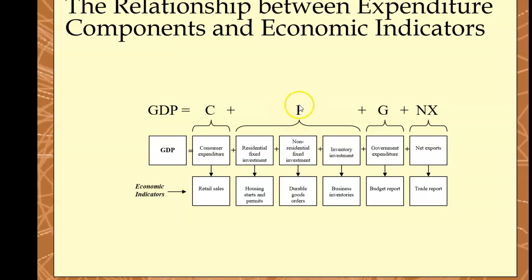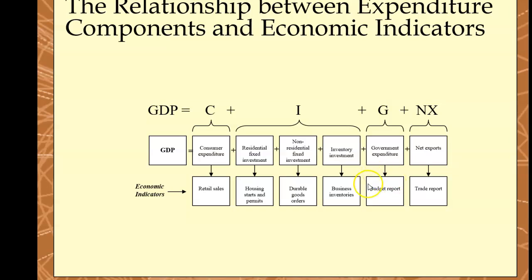Then for I, one of the things counted under investment goods and services are new homes. And there is a monthly indicator called housing starts and permits. That says something about the I part of GDP. What about non-residential fixed investment? That's equipment, let's say, for a business. Well, there's a monthly economic indicator called durable goods. That says something about the I part.